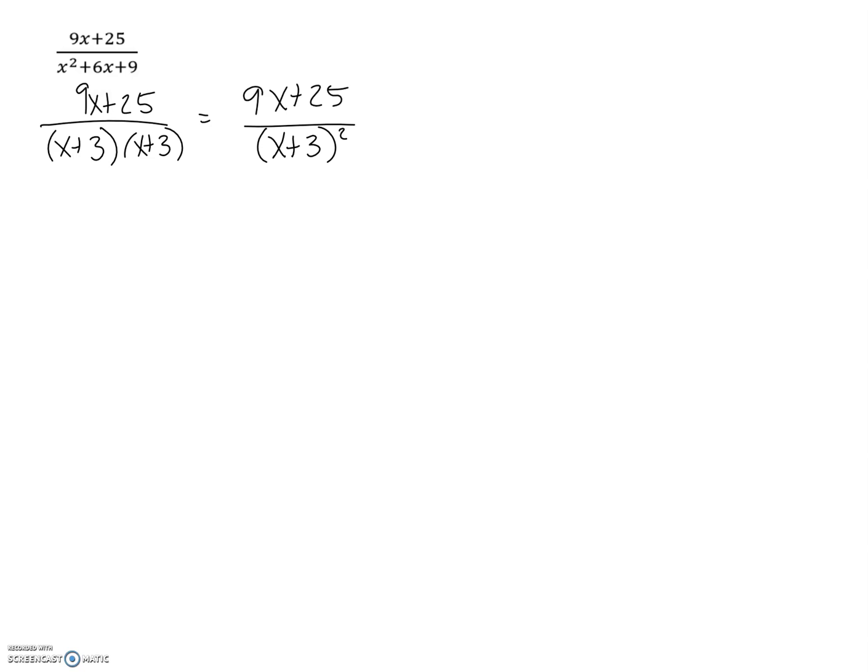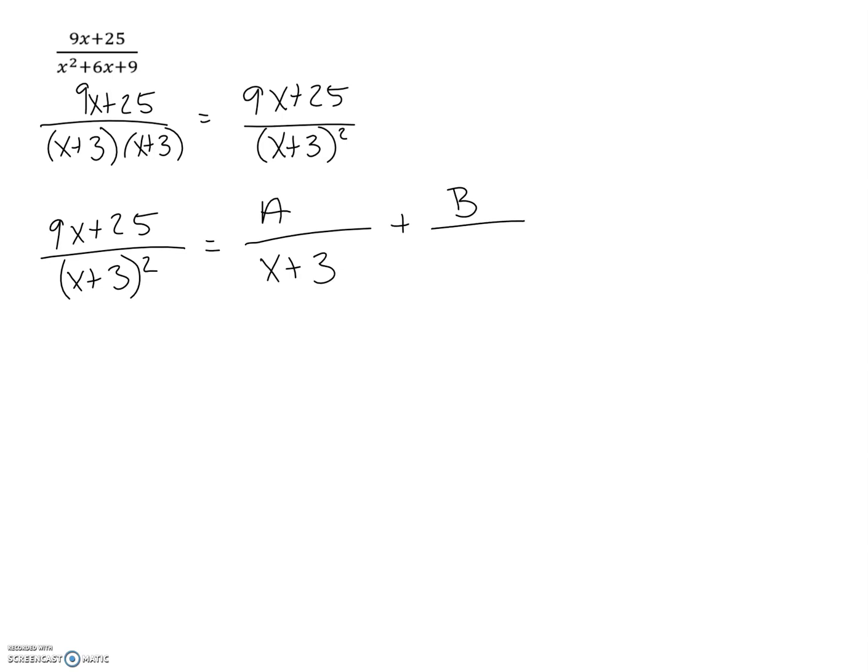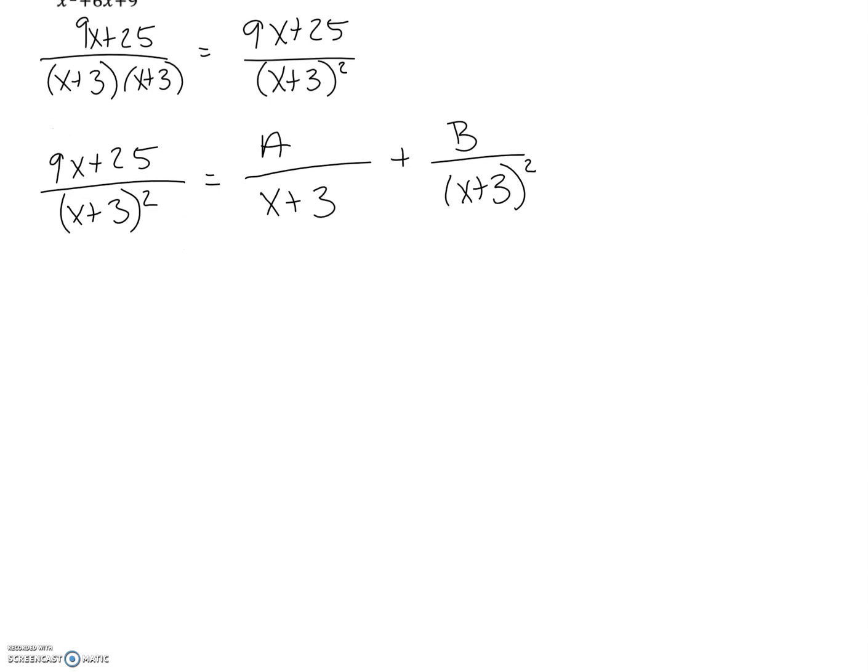So when I write this as the addition of two fractions, that should be a squared, not a cubed. My first fraction is going to be a over just one of the x plus 3's, and my second fraction is going to be b over the x plus 3 squared. Now I go through the same process. My least common denominator is x plus 3 squared.